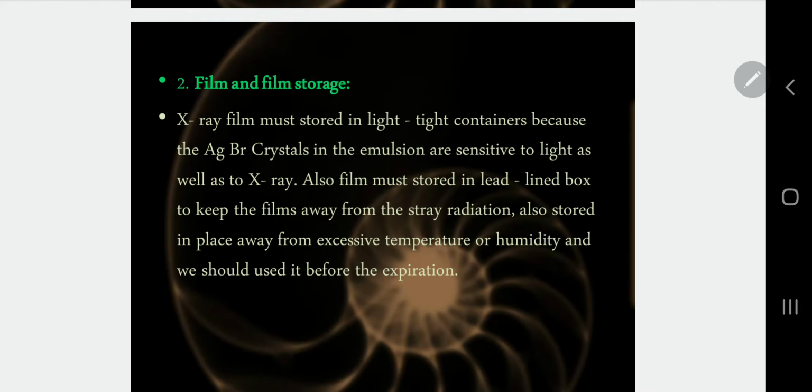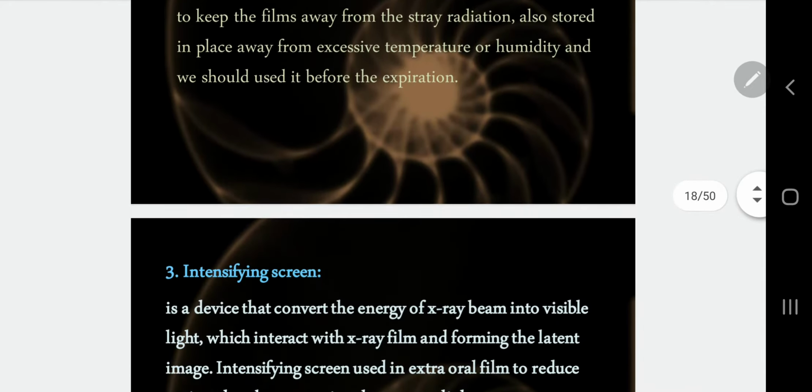Film and film storage. X-ray film must be stored in light-tight containers because the silver bromide crystals in the emulsion are sensitive to light as well as to X-ray. Also, film must be stored in lead-lined boxes to keep the films away from stray radiation. Also, store it in a place away from excessive temperature or humidity, and we should use it before expiration.